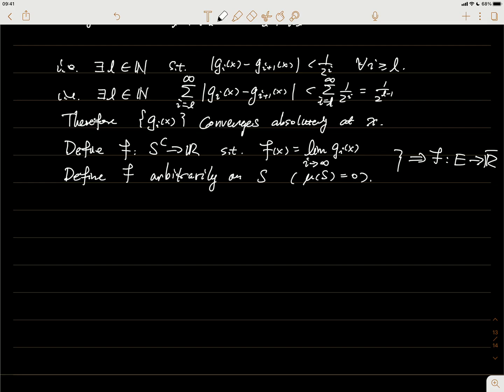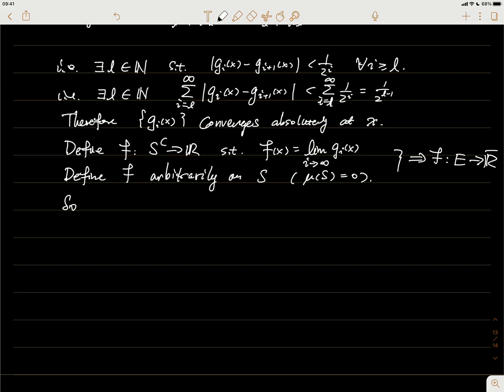We show that there exists a subsequence of fk that converges to some f. Actually, they converge to f pointwise, right? That's because of the way we define it. It converges to f almost everywhere because it converges to f on S complement. That's because we define f to be their limit over S complement. That's why the gi converges to f almost everywhere, and that's our first step.